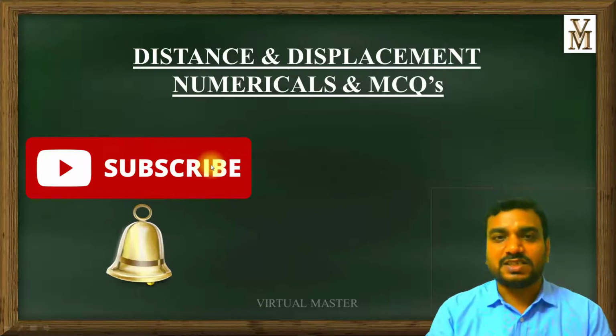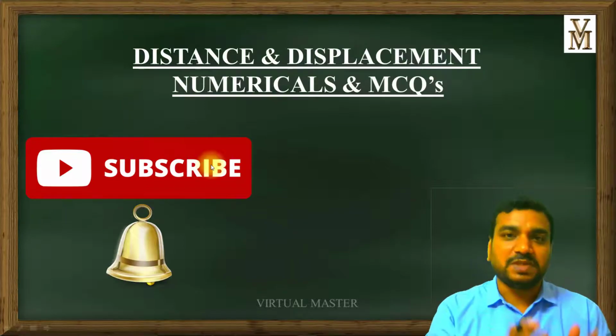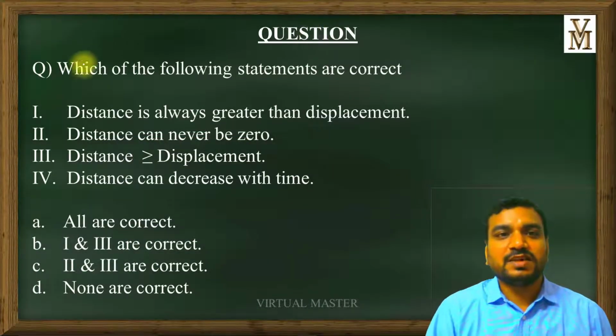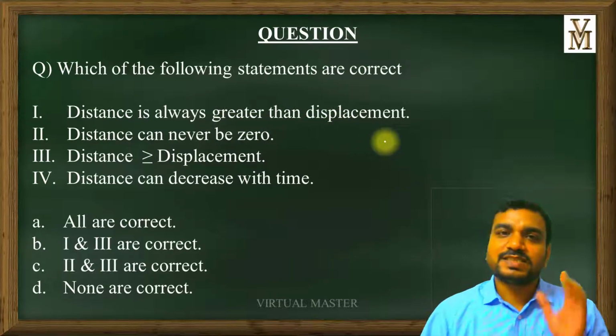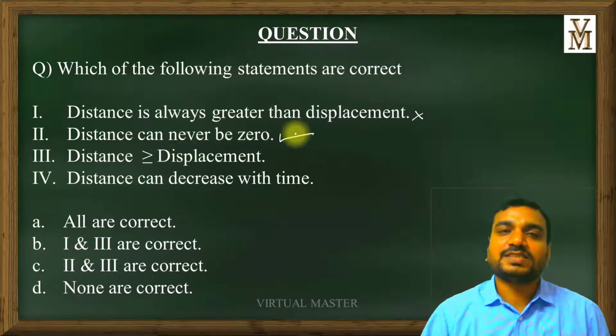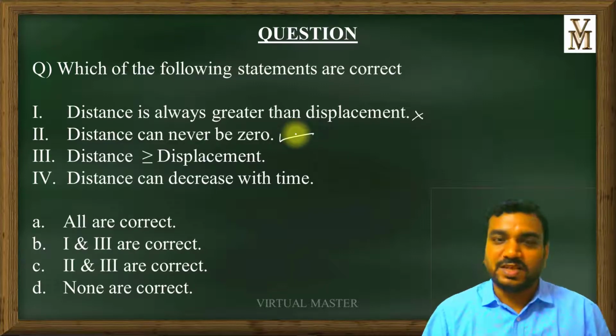Before starting our session, first we are going to discuss the question that was asked in the previous session. We asked you which of the following statements are correct. The first statement is distance is always greater than displacement. No, distance can be equal to displacement also. So this statement is incorrect. Distance can never be zero. It is true. Distance cannot be zero. Displacement can be zero, but distance cannot be zero.